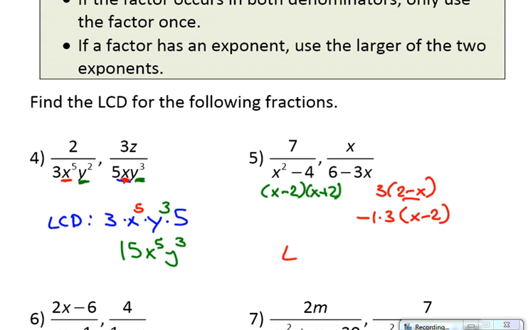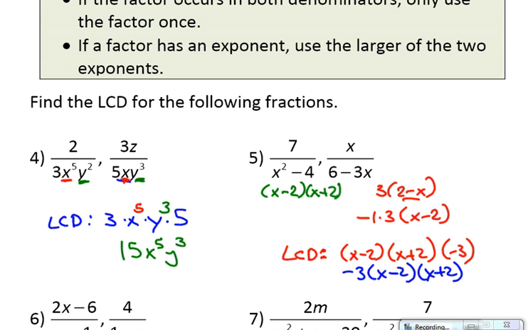So now when I find my LCD, I've got to have one of each kind. So I'm going to have an x minus 2, an x plus 2. I have a negative 3, so I'm going to put it here, negative 3. And x minus 2 has already been used, so I don't have to repeat it. I check them all to see if there are any exponents, and the answer is no. So for this LCD, I'd probably write the negative 3 first: negative 3, x minus 2, x plus 2.